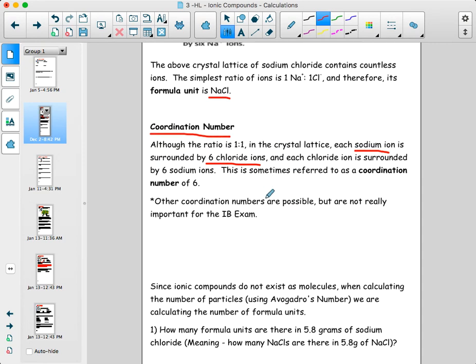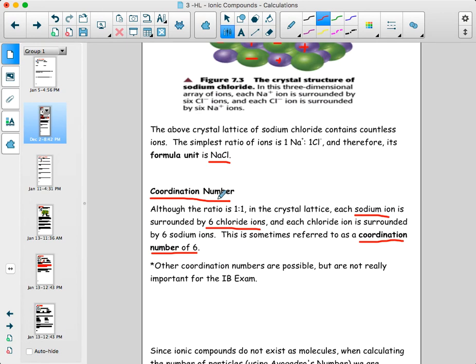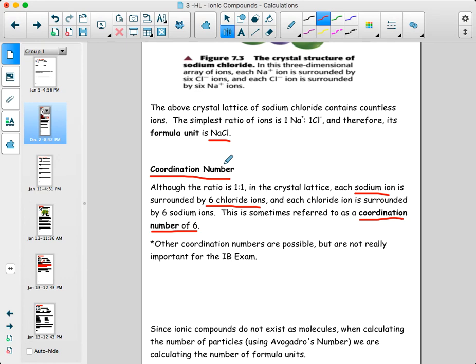So sometimes that will get brought up either on multiple choice or on paper 2, and it's just a term they might use. The coordination number of sodium chloride is actually 6. So the ratio of ions is 1:1, and therefore the chemical formula or the formula unit is NaCl, but each ion is actually surrounded by 6 ions of the opposite charge.